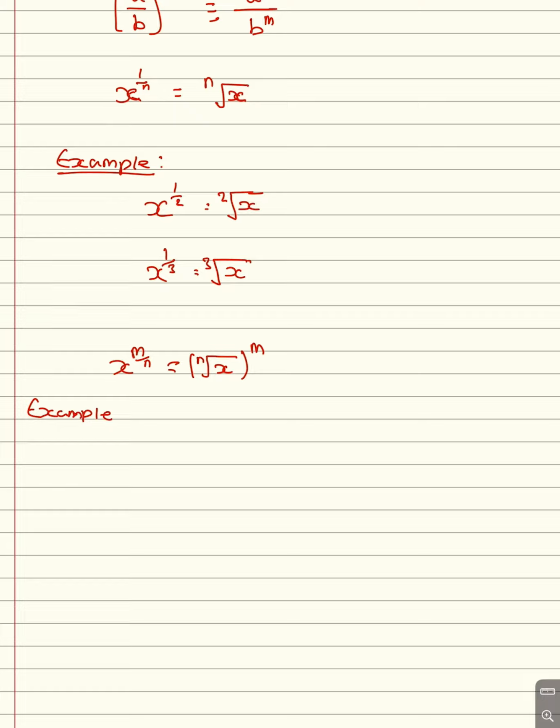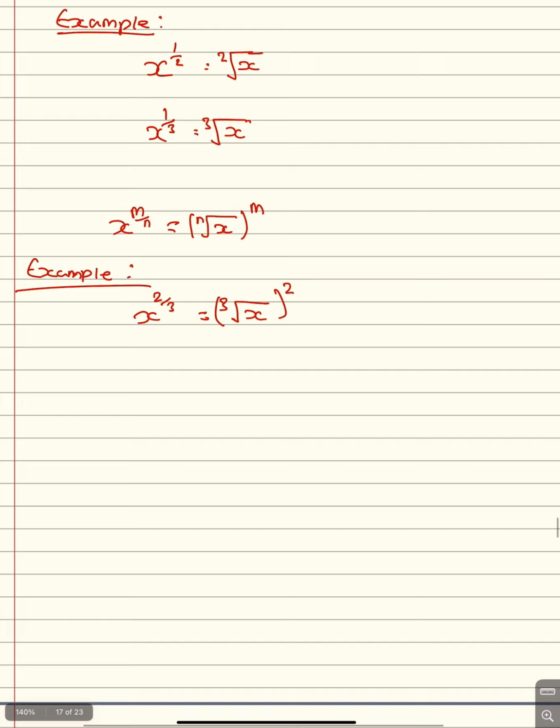Okay, let's go for an example of this. So we have here x to the power of 2/3 is equal to the third root of x, because the denominator is 3. And we put that all to the power of 2, because the numerator is 2.